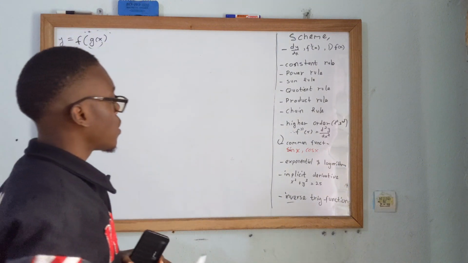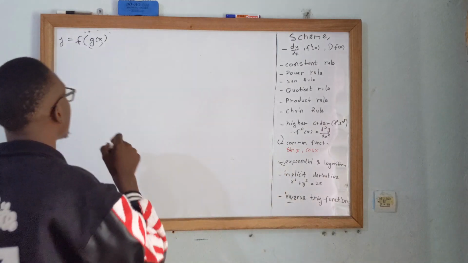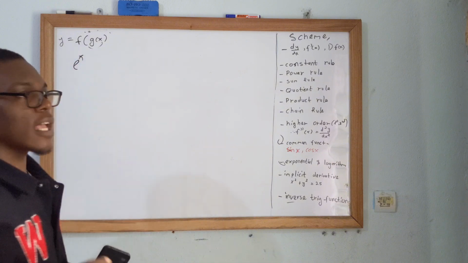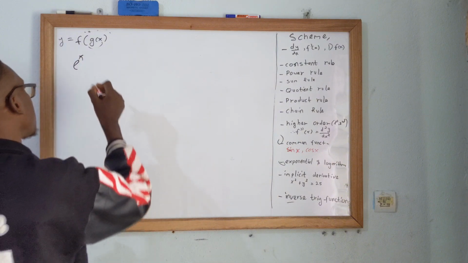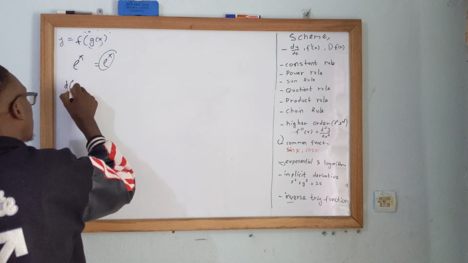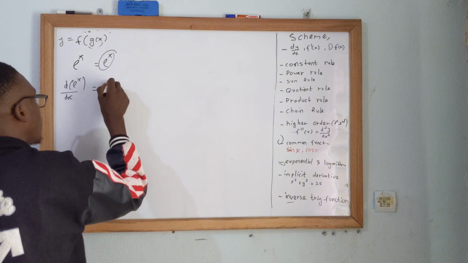Then the third part is what? We are going to look at the exponential and logarithm. For example, the first one is e to the x. Exponential e to the x. How do you differentiate this? We are going to differentiate this and have e to the x. Actually, yeah. If you have d of e to the x over dx, you are going to have what? e to the x.